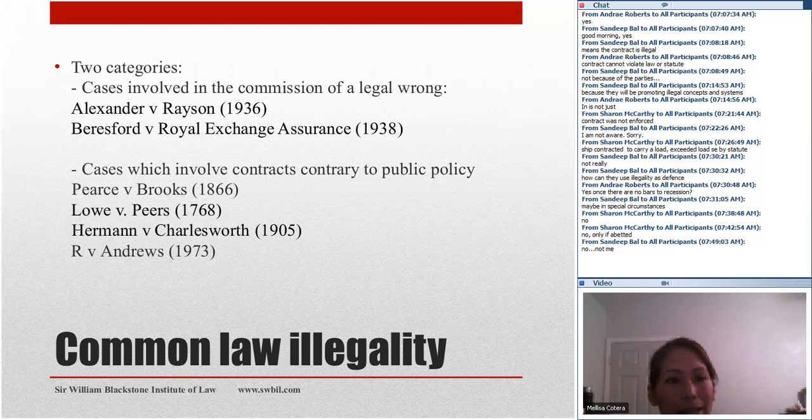Another situation where cases involve contracts contrary to public policy is a contract that attempts to restrain the administration of justice. This type of contract that tries to restrain justice is illegal. We can see this in the last case mentioned in this slide, R versus Andrews.